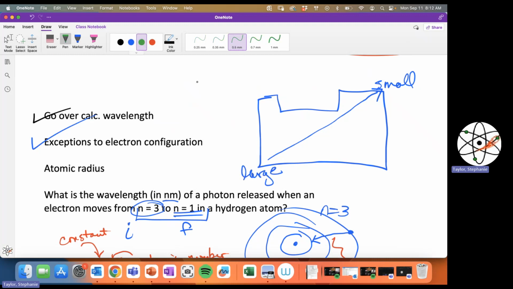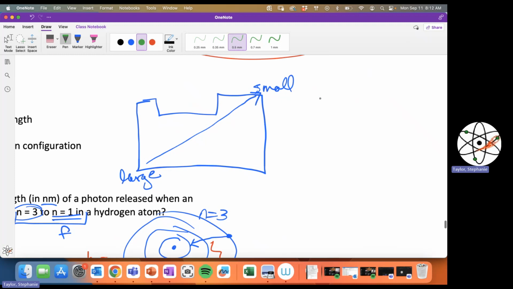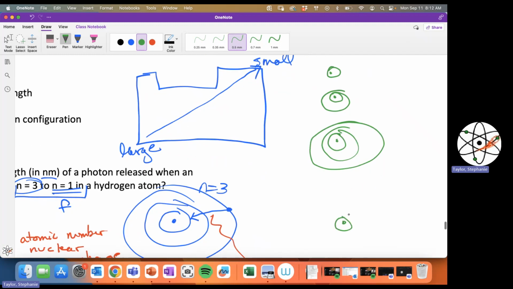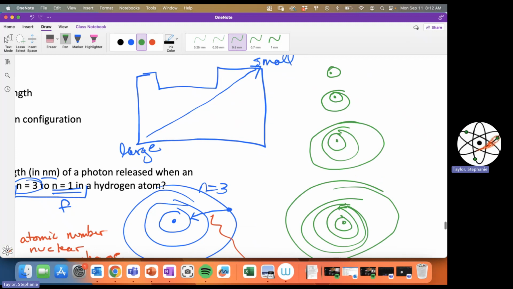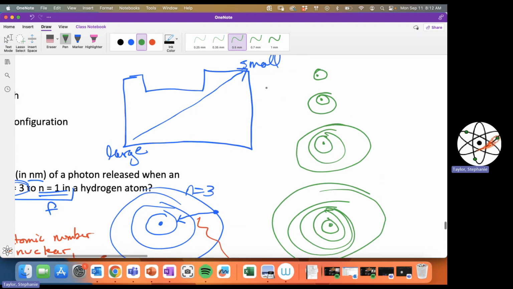Now some of this though should make sense. When we talk about values of n, the larger my value of n, the larger my atom. The larger my value of n, the farther away from the nucleus that outermost electron is. So as you go down the periodic table, you should expect these to get bigger as you go down. So that general effect should make sense. So as you go down, you should expect your atom sizes to increase.